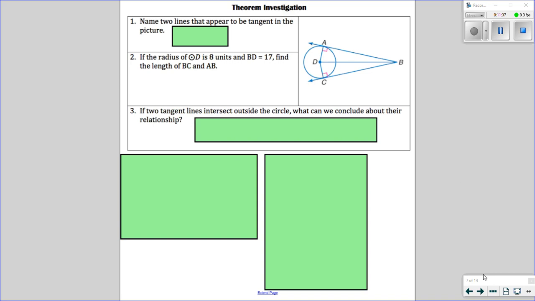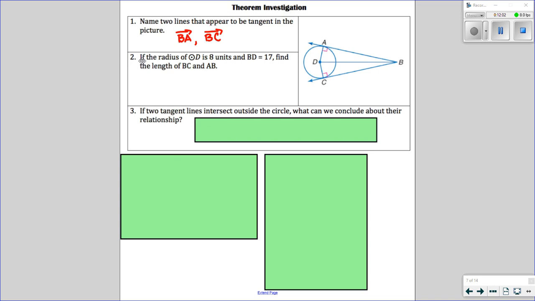All right, Theorem Investigation. It says name two lines that appear to be tangent in the picture. Again, from what we know about tangent, a tangent is either a line or a segment that touches the circle at one point. So let's see. It would be AB and CB, or BC, BA, however way you do it.